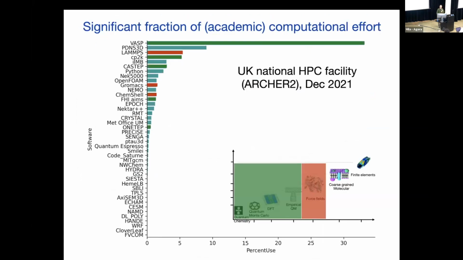And this is big business, not in the commercial sense, but just in the sense of importance. So this is the usage of the UK National Academic HPC facility. And I've colored the codes that are run on there. This is the percent used for each code. And I've colored all the green ones that are doing quantum simulation, quantum mechanical molecular dynamics. And the red one is doing force field dynamics. And you can see that about 40% of our academic use in the UK goes towards doing quantum mechanical molecular dynamics.